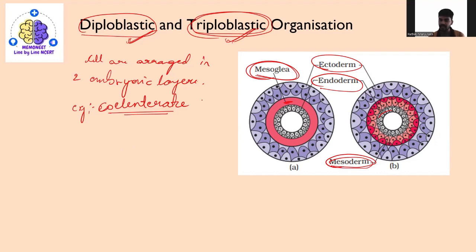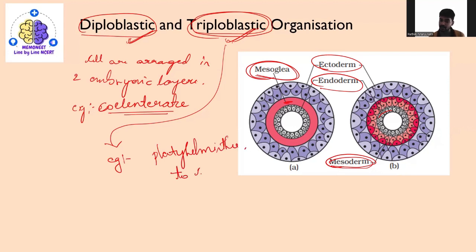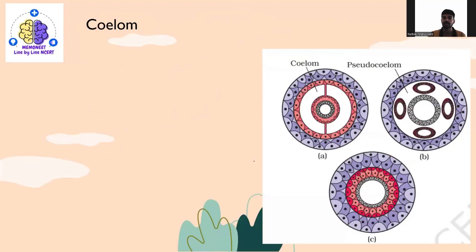What is an example for the triploblastic animals? Platyhelminthes, and from Platyhelminthes to chordates, you will see this triploblastic level of organization. So this is all about the diploblastic and triploblastic. I hope you are clear.